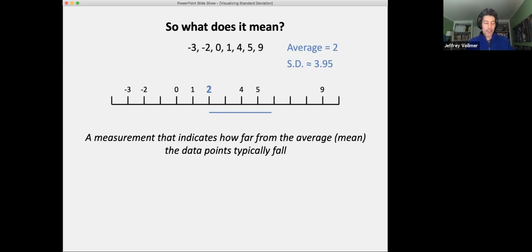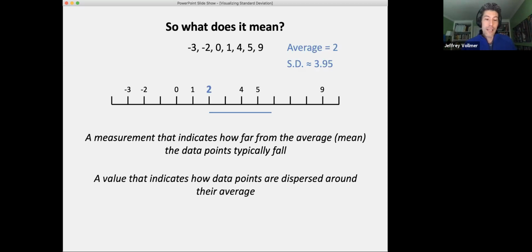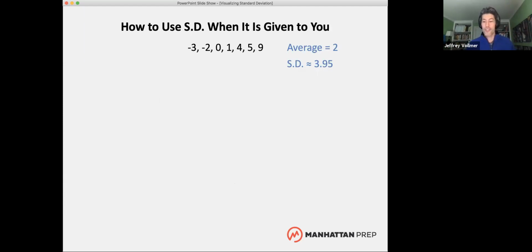All right, but I just said you're probably not going to have to calculate standard deviation. You definitely won't have to go through that on the GMAT. That's too many tedious little steps, and the GMAT's really not interested in you being able to do that. More likely, the GMAT is going to give you the standard deviation. They're going to say, in this set, the standard deviation is 3.95 or something like that, and the average is 2.